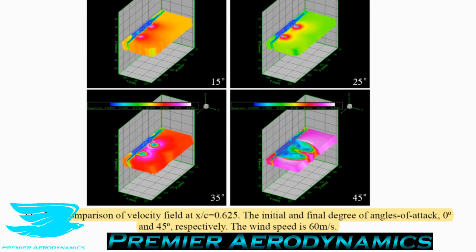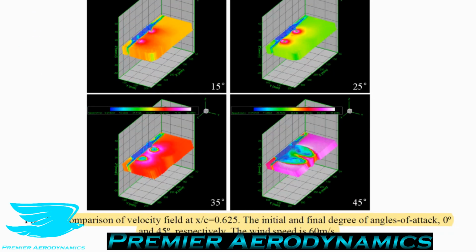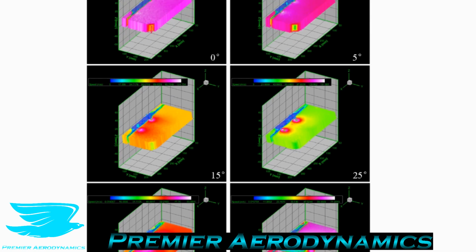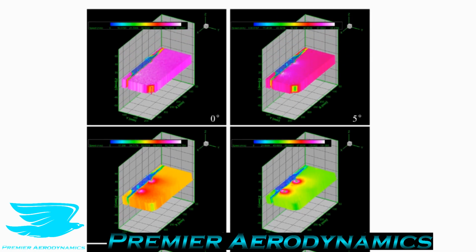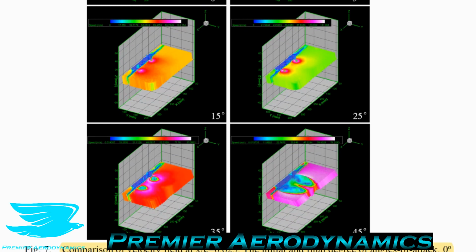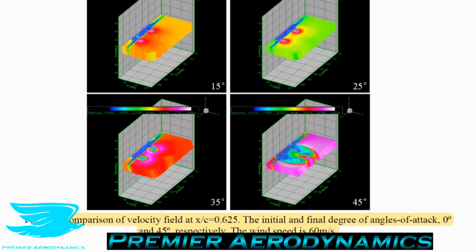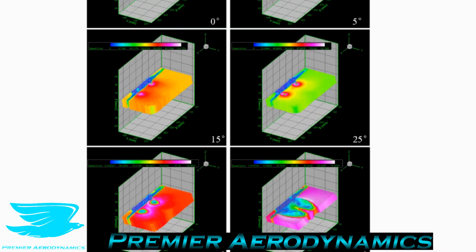Figure 7 now shows the velocity profiles across a section through the delta wings from 0 degrees to 45-degree angles of attack at a wind speed of 60 degrees. And you can see these vortices getting really big and strong as you increase the angle of attack, which is to be expected. Then at a certain angle of attack, the vortices break down. And this is at a distance from the nose, from the leading edge, of 62.5%. So almost halfway, a little bit over halfway.